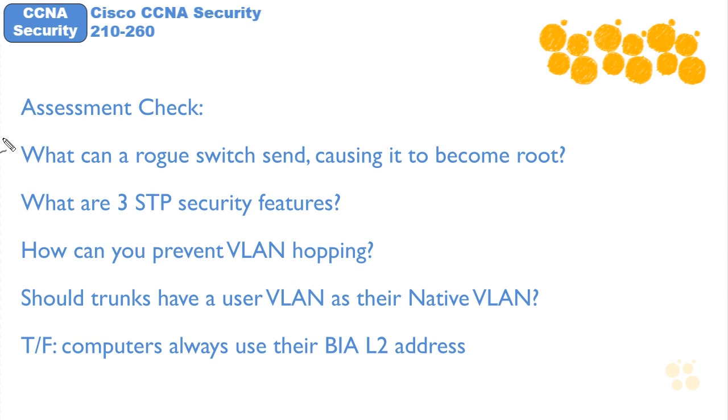So a couple things about these questions. Number one, this BIA is an acronym for burned in address, the burned in layer 2 address, for example, on an Ethernet card. And regarding the 3 STP security features, if you can come up with 4 or more, that's just bonus points. So I'm going to put some music on for a moment, pause it, get as much time as you need, and then resume, and we'll review the answers together. Good luck, my friend.